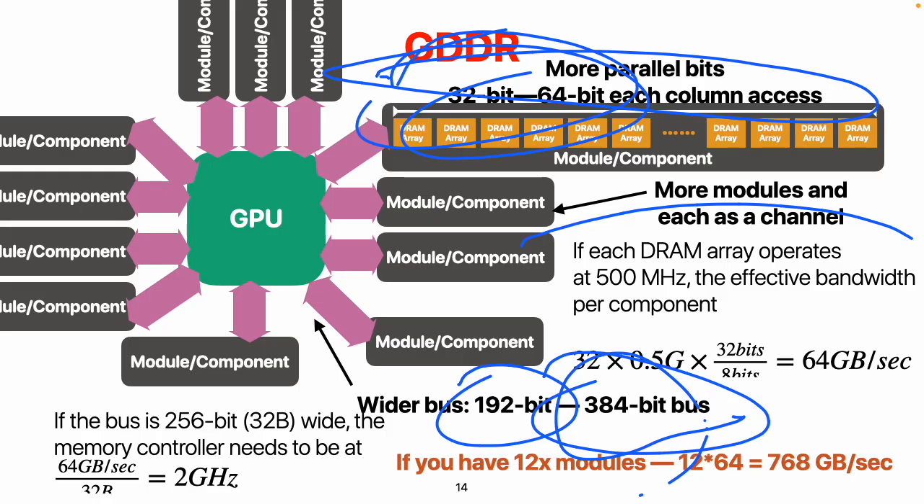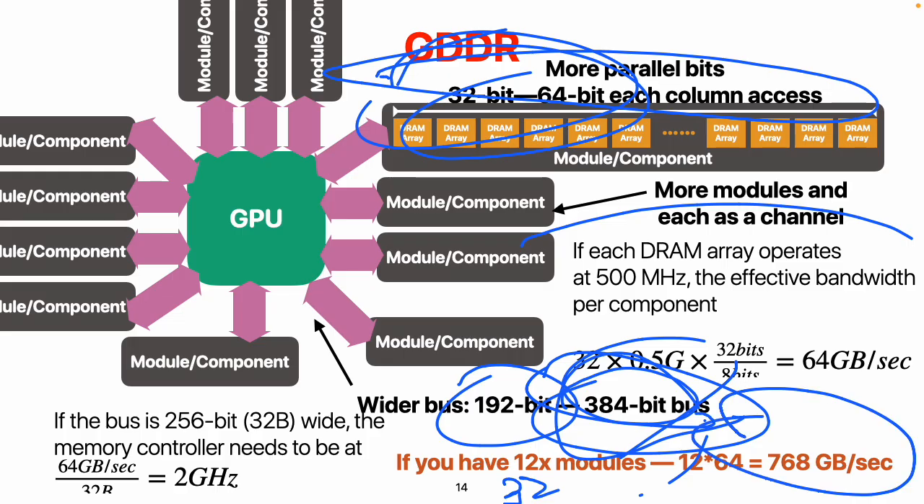If I have 12 modules, and each of them is 32 bits, that will give me 384 bits, right? So saying that I have a total of 12 channels on my GPU, it turns out that I can support this 768 gigabytes per second bandwidth in total.